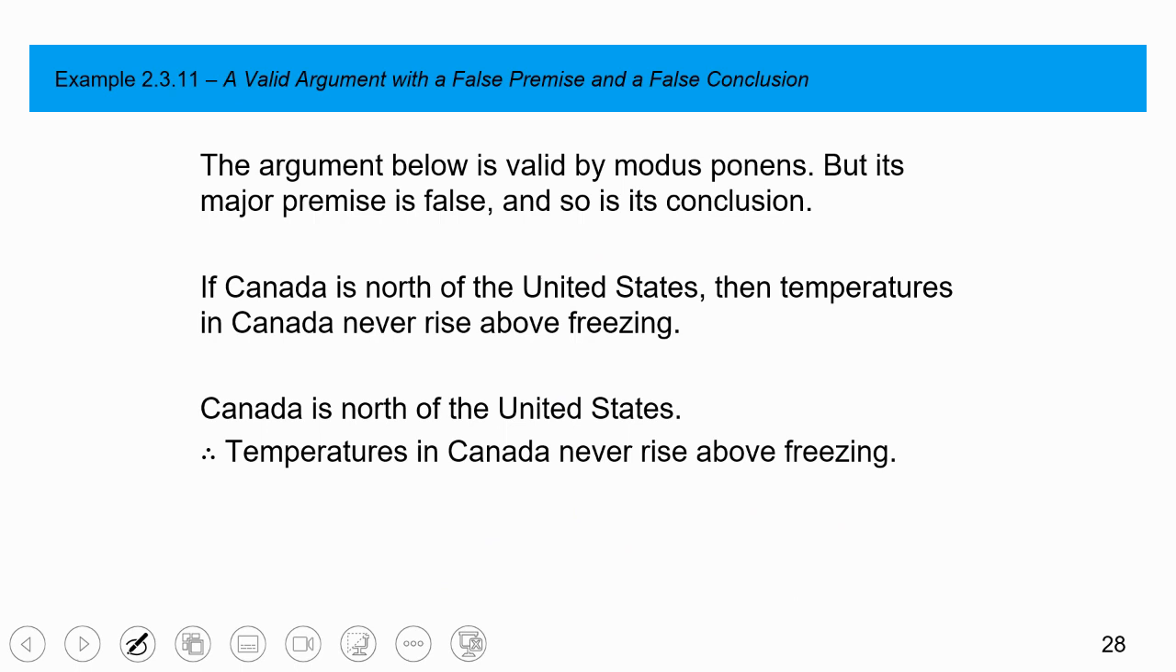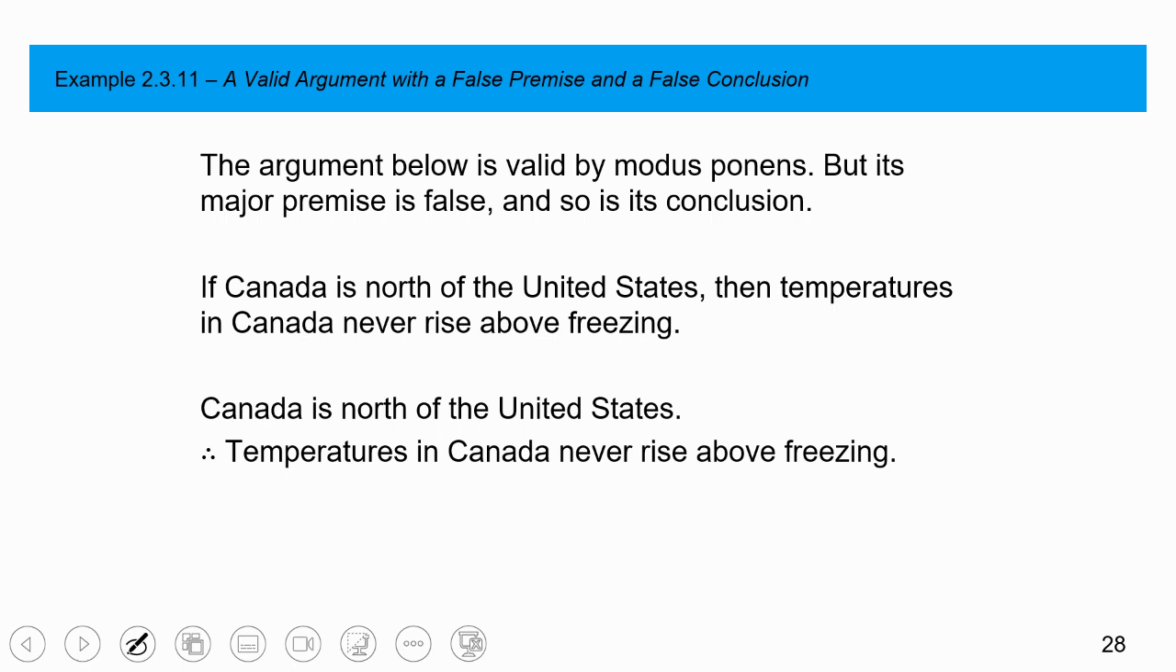Now, this is where it starts getting a little confusing. We can have a valid argument with a false premise and a false conclusion. So the argument can be of the correct form, but the premise and conclusion are not true. The argument below is valid by modus ponens, but its major premise is false, and so is its conclusion.